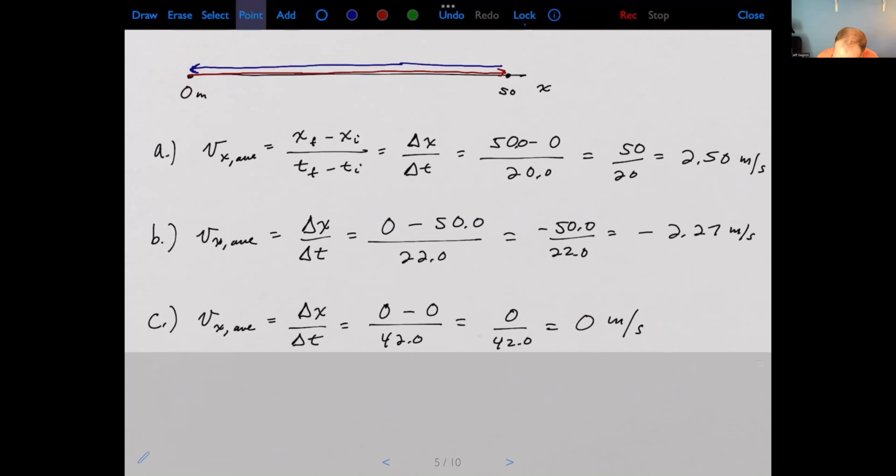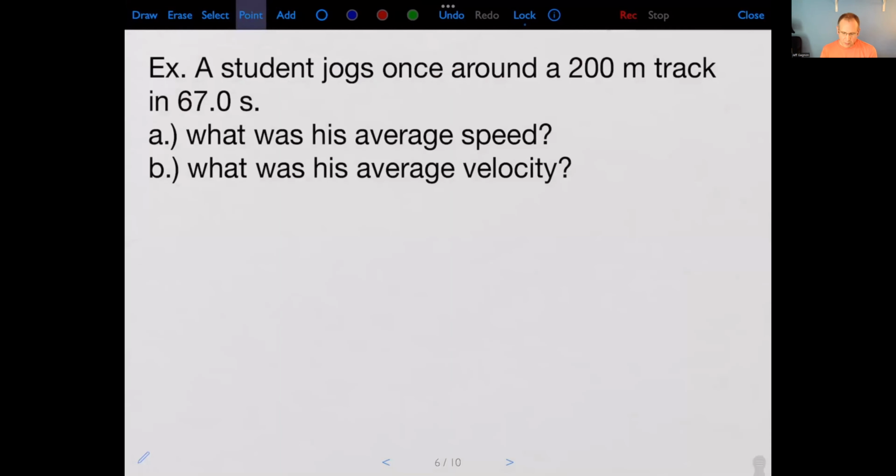Okay, another example. You're told a student jogs once around a 200-meter track in 67.0 seconds. What was his average speed? What was his average velocity?